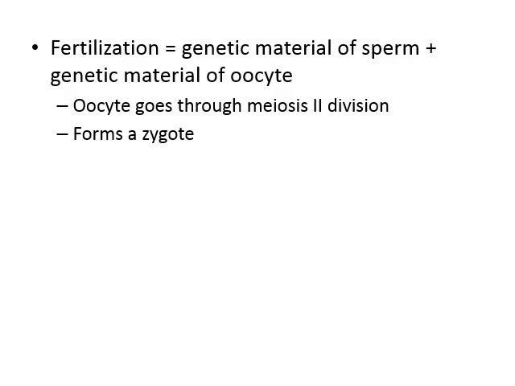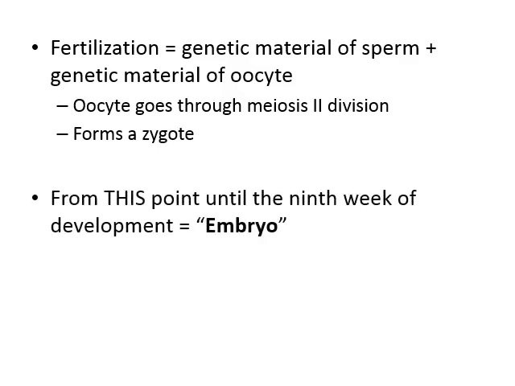And from this point onwards, zygote up until the 9th week of development in the uterus, this mass of cells, as it's changing and growing bigger, going through many more divisions and so on, it's going to be called an embryo.